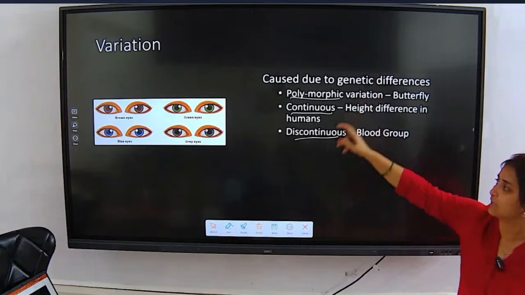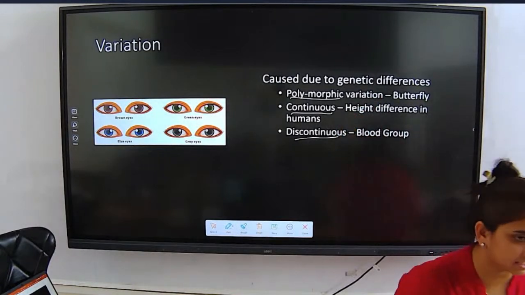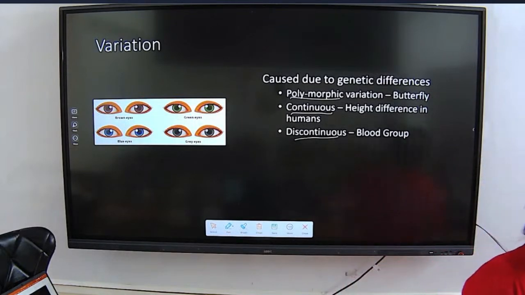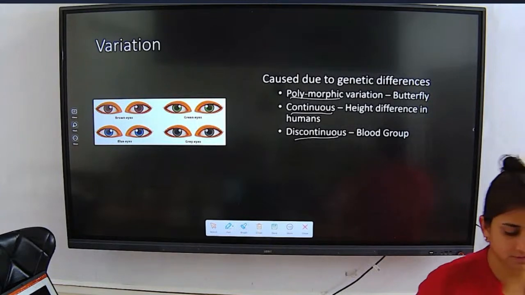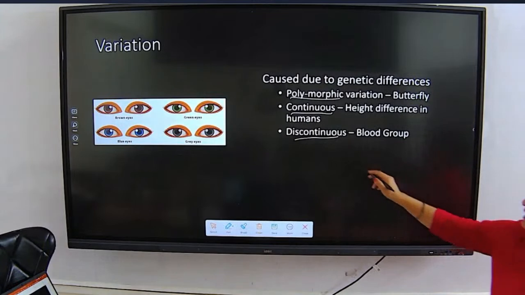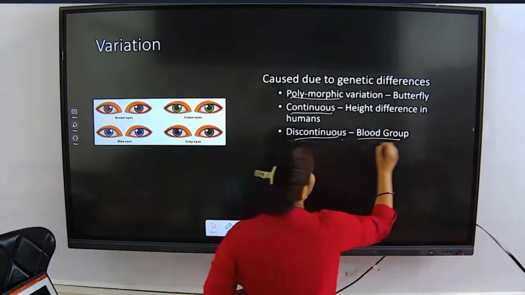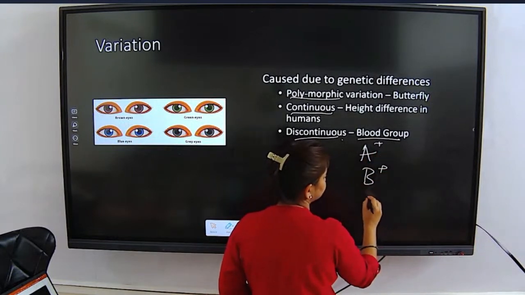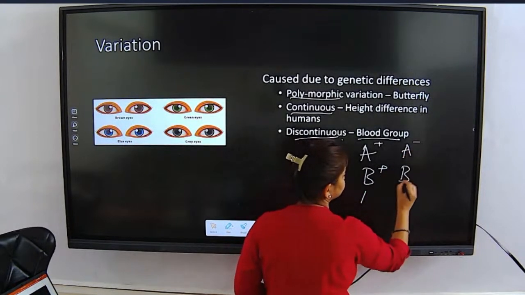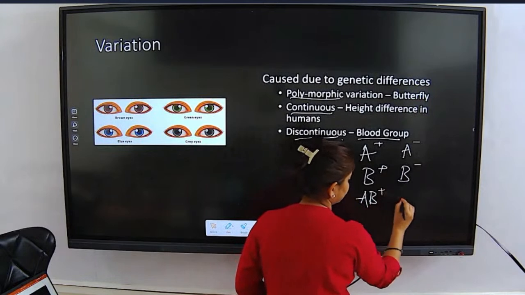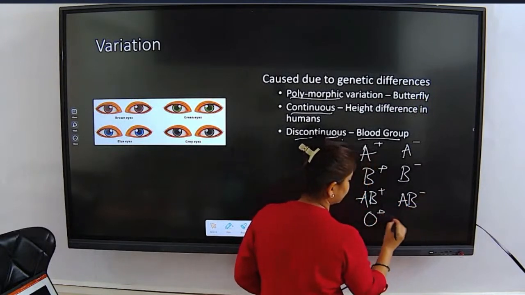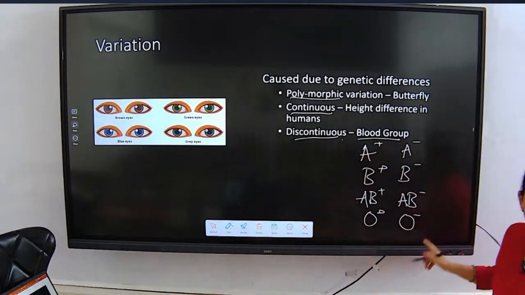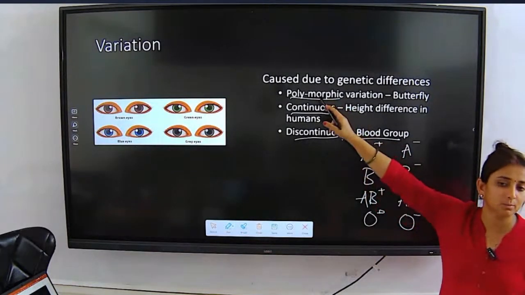If it is continuous variation, there will be height differences amongst people, right? But you cannot categorize them into one category. There will be no distinction between this is the height, this is the height. For example, here you can categorize, right? Can you tell me some of the blood groups? Correct. So this is all, right? We don't have more than this. So every human being can be categorized into this set. So this becomes a discontinuous form of variation.